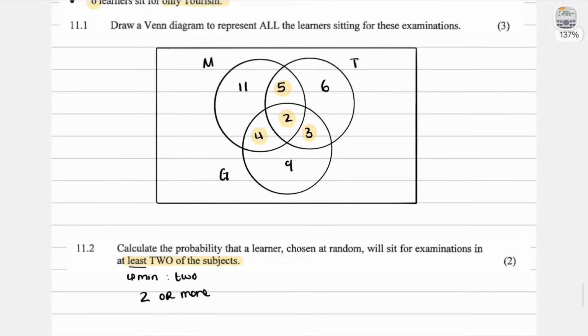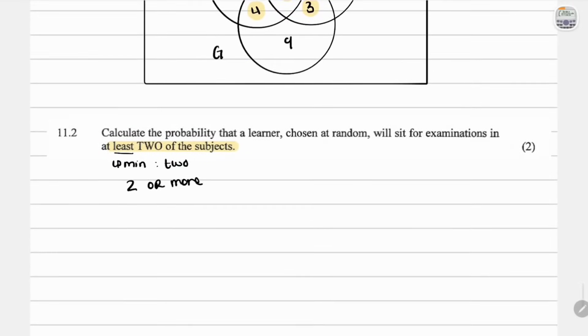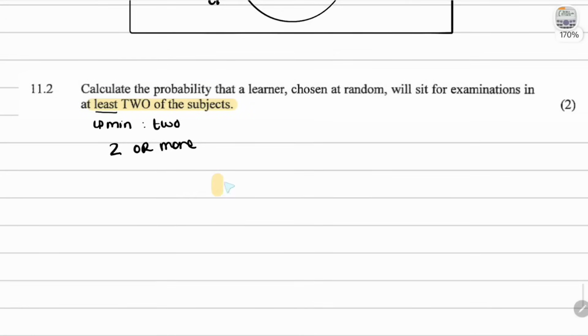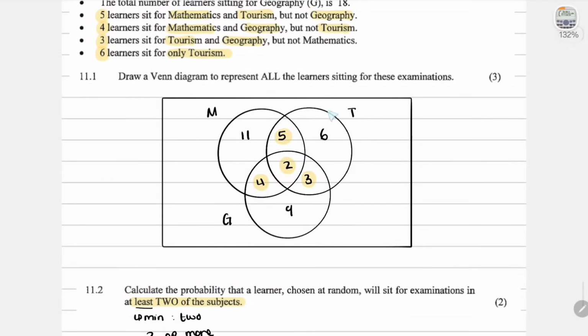Okay, so we're going to have to add up 5, 2, 4, and 3. Okay, if you add 5, 2, 4, and 3, it gives you 14. So we have 14 over and then the total number. So if this is 14, that already gives you 20. And then this is 20 on its own.